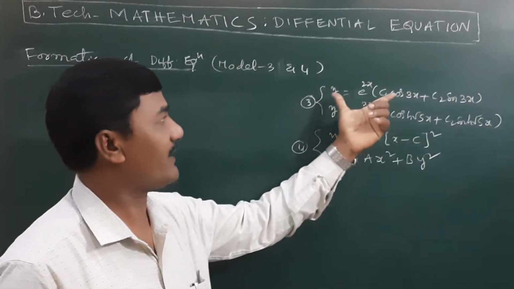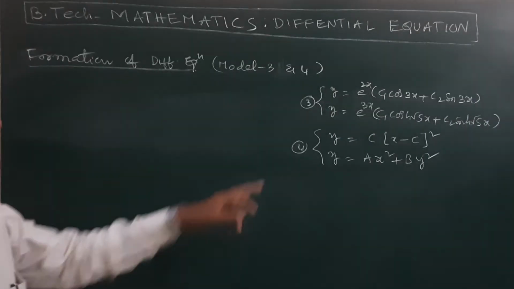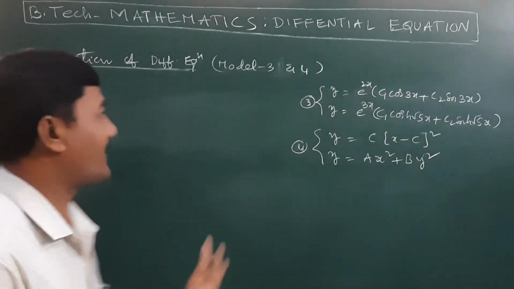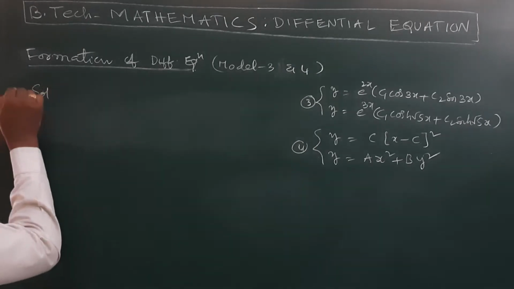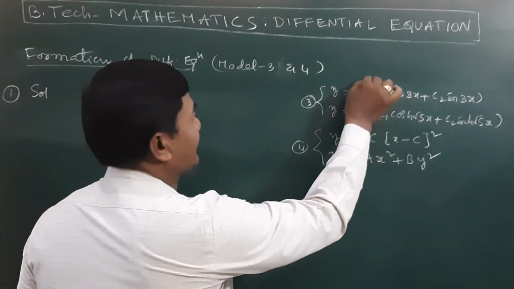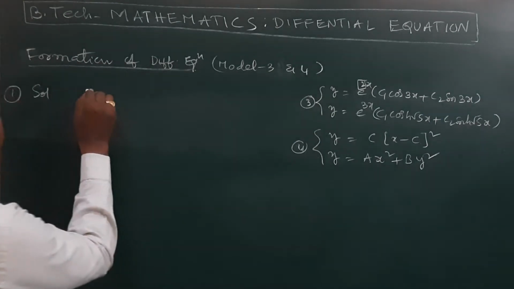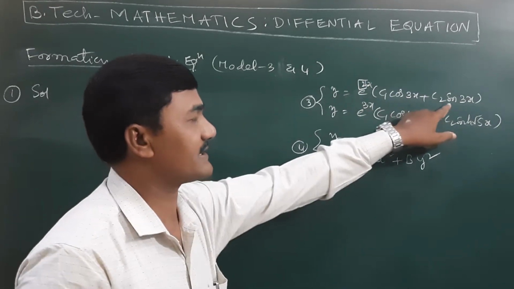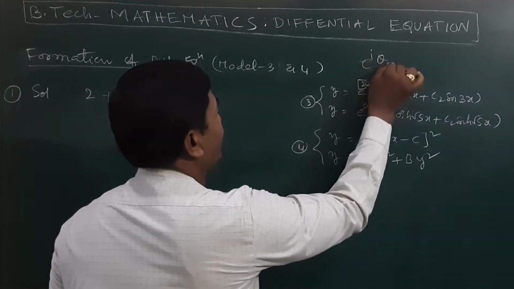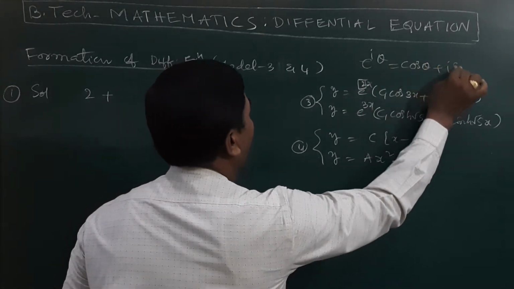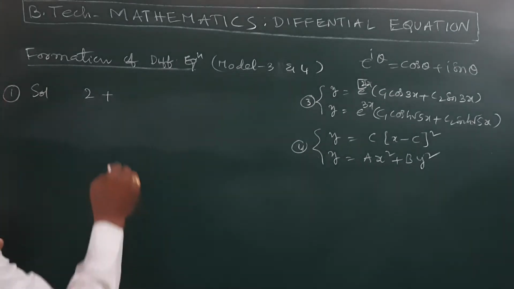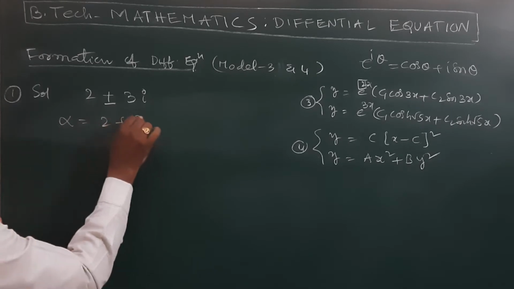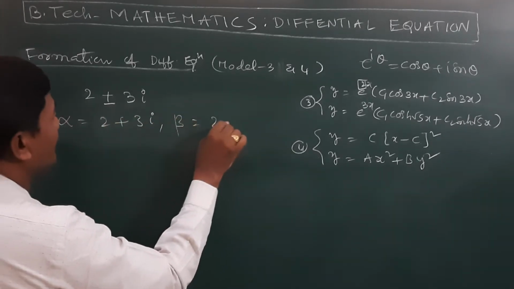This is model 3. For example, this equation is there: y is equal to e power 2x into (c1 cos 3x plus c2 sin 3x). Solution of question number 1: the coefficient of x in e power 2x is 2. Cos and sin mean e power i theta, and e power i theta means cos theta plus i sin theta. This is the Euler function, so that is plus or minus 3i. So alpha is equal to 2 plus 3i, beta is equal to 2 minus 3i.